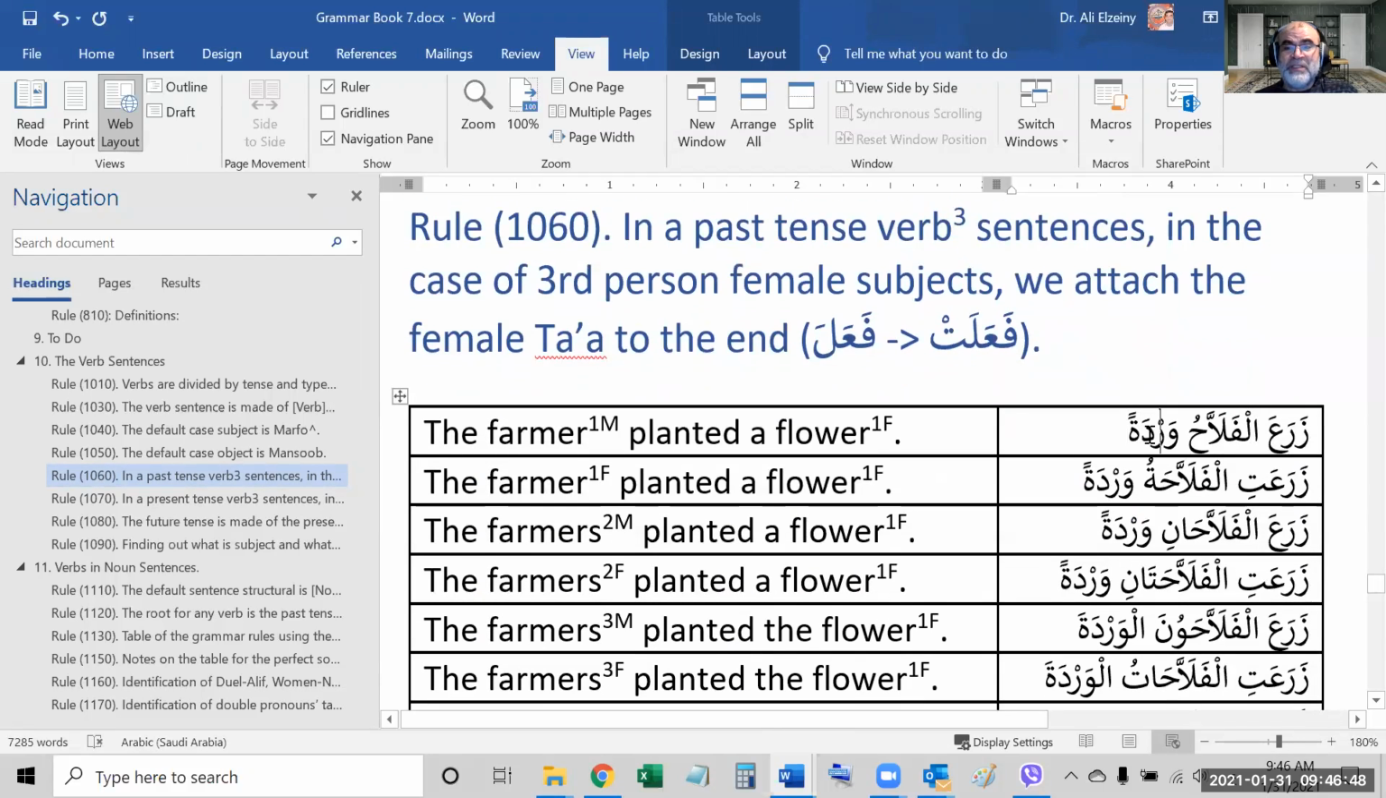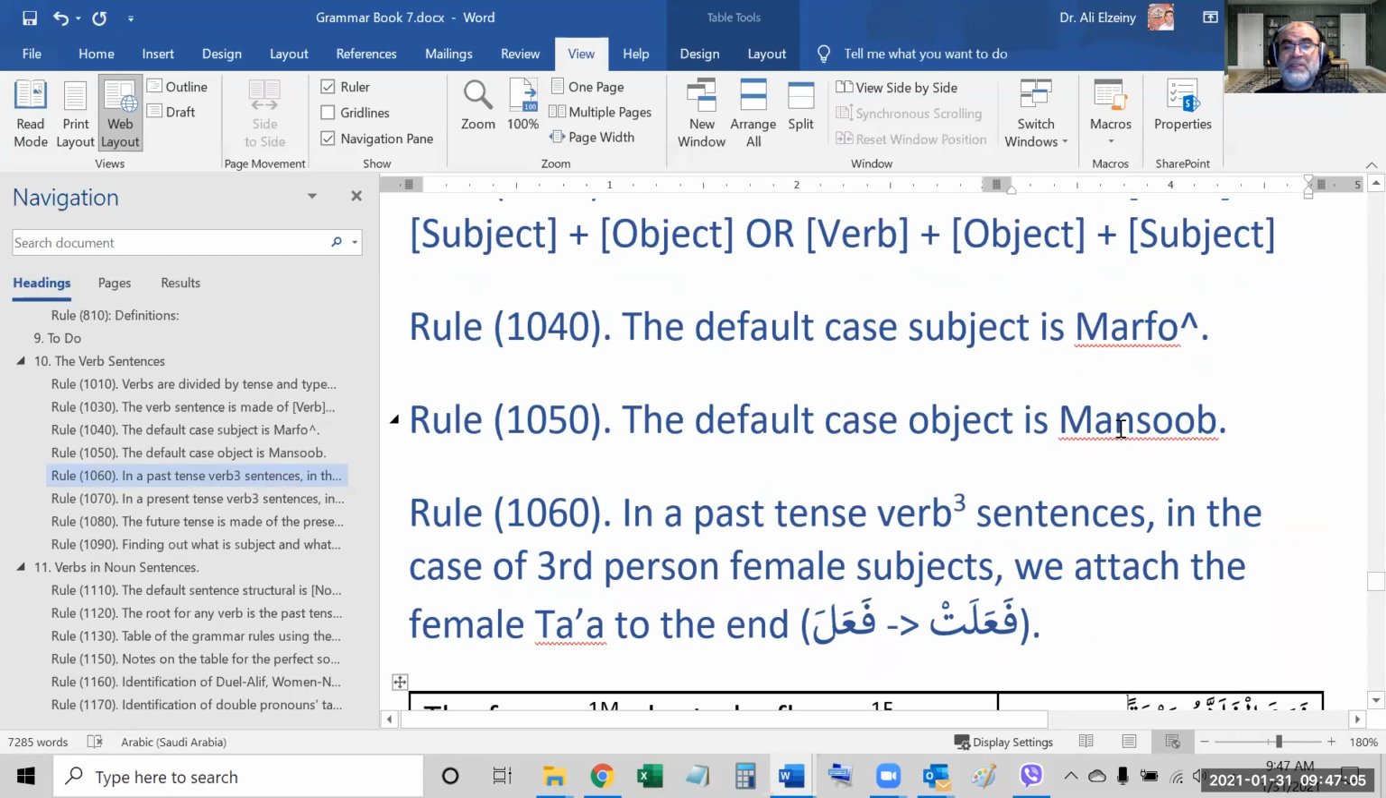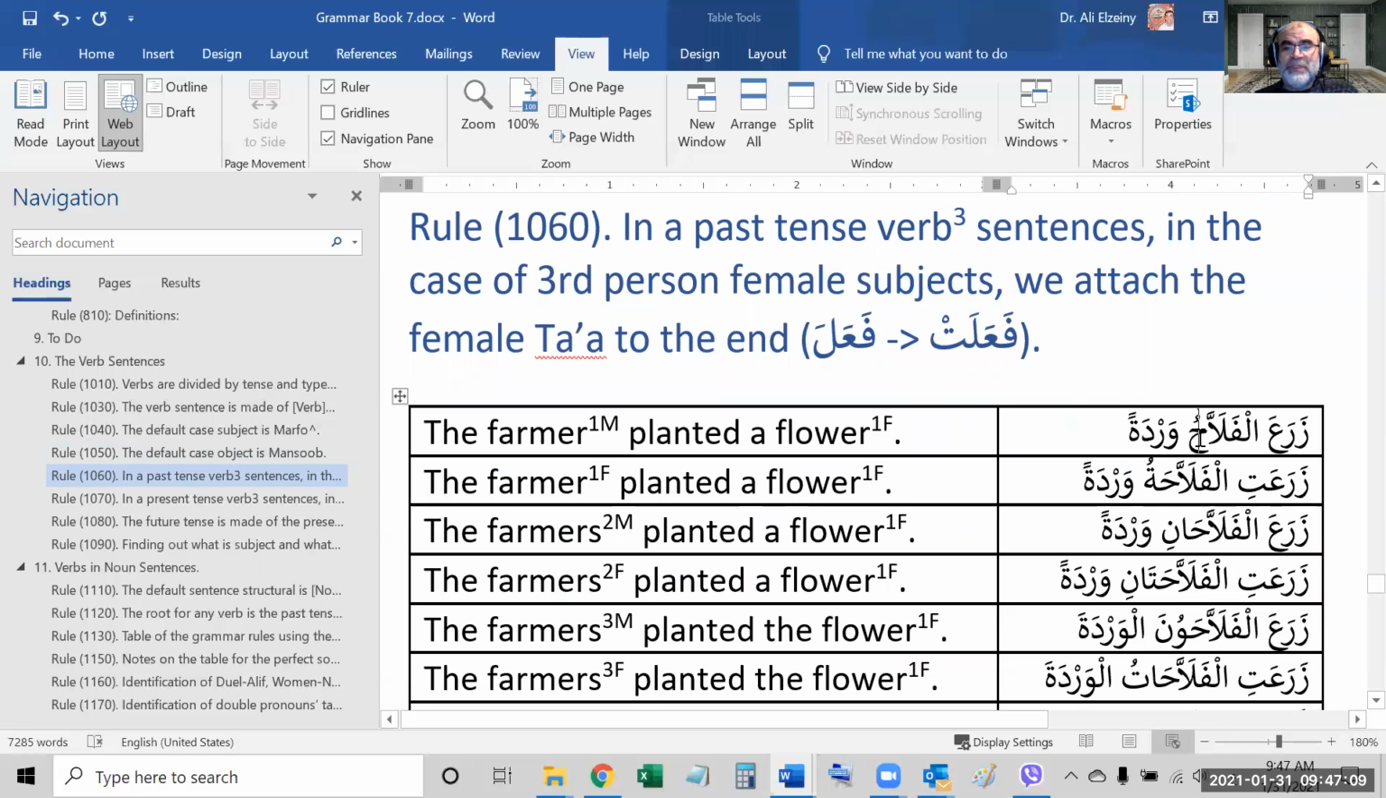Now, we said the object is وردة. So the subject is فلاح, farmer, and the object is وردة, which is the flower. Okay. So we said that the default case for the object is منصوب. When we say subject, we say الفاعل. Object is المفعول به. You can just say مفعول for short. So زرع فعل ماضي مبني على الفتح. الفلاح is subject, which is فاعل مرفوع بالضمة. فاعل, subject, مرفوع بالضمة because this is ضمة here. وردة is مفعول به منصوب بالفتحة. مفعول به means object, منصوب with فتحة.